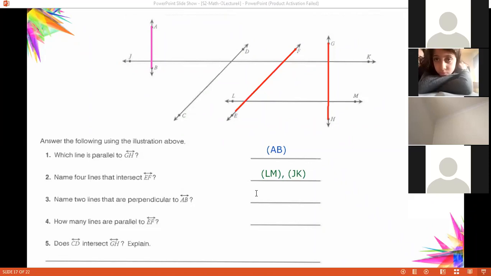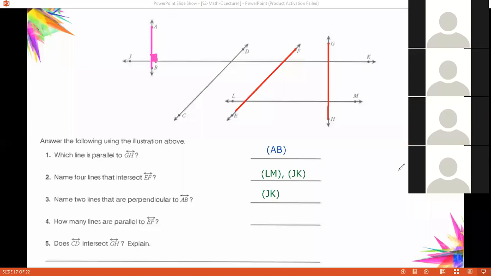It's JK. Excellent. JK is perpendicular to AB because, as you can see here, if you look here, we have a square corner between JK and AB. Now the question is, there is another line which is perpendicular to AB.